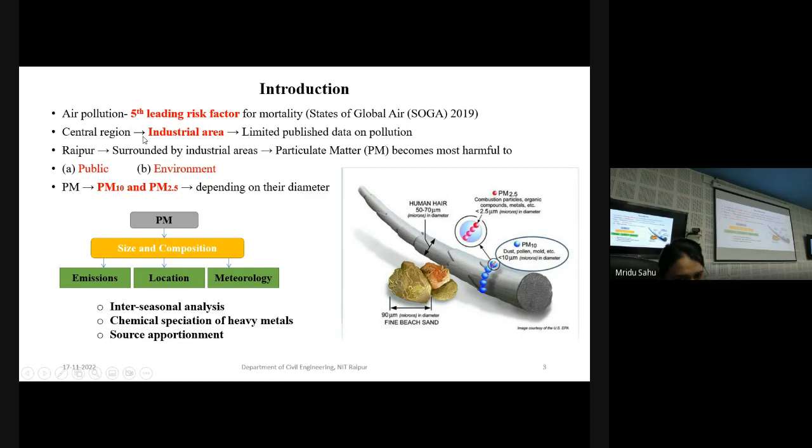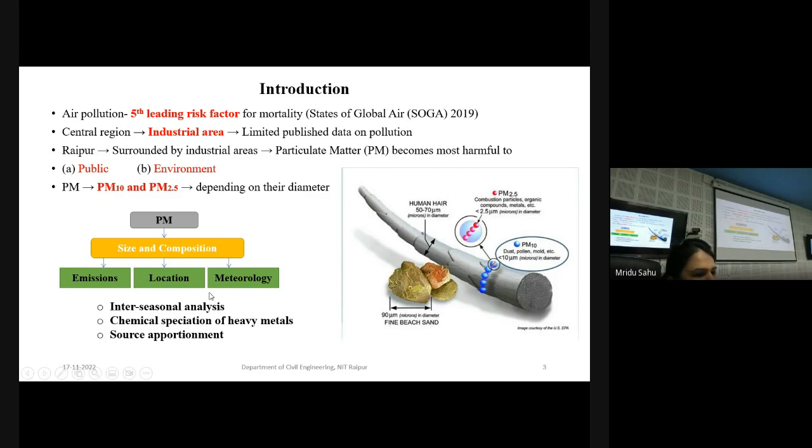If we consider this region, the Raipur region, it is categorized as the central region. It is classified under the industrial area section, due to which this concentration rises. Raipur is again surrounded by various industrial areas. PM is categorized into PM10 and PM2.5. Earlier we studied SPM, suspended particulate matter, categorized from 1 micrometer to 100 micrometer. But now the issue of PM2.5 and PM10 is rising, as it has very severe impacts on our health.